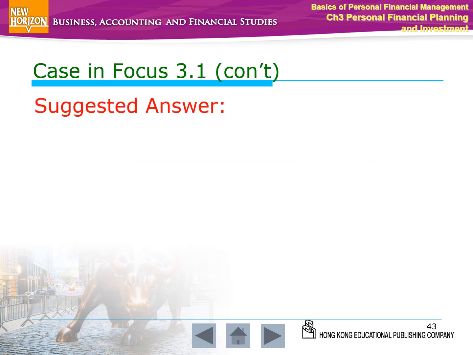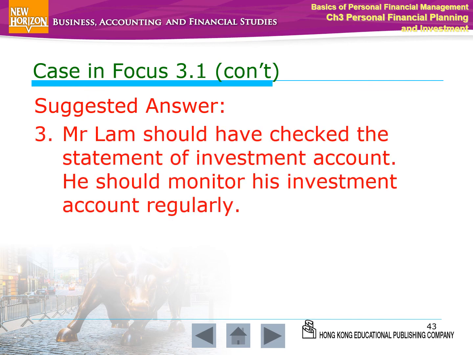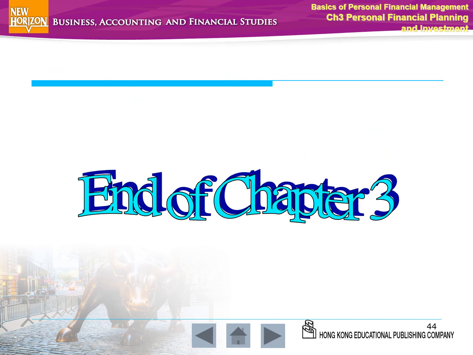Some problems with Mr. Lam are here. Mr. Lam should have checked the statement of his investment account. He should monitor his investment account regularly. That is his responsibility. That's the end of chapter 3.